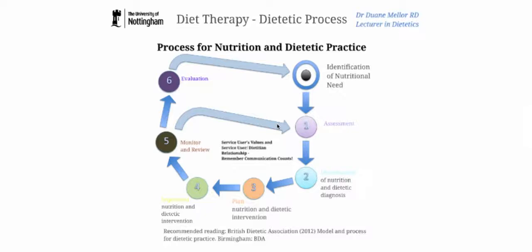to look at the care process for nutrition and dietetic practice. This is based on the British Dietetic Association's Model and Process for Dietetic Practice 2012. This is a 7-component model starting with the identification of the nutritional need via assessment, identification, planning and implementation with monitoring and review of the whole process. An important addition is evaluation of how the practice is fitting with service needs.